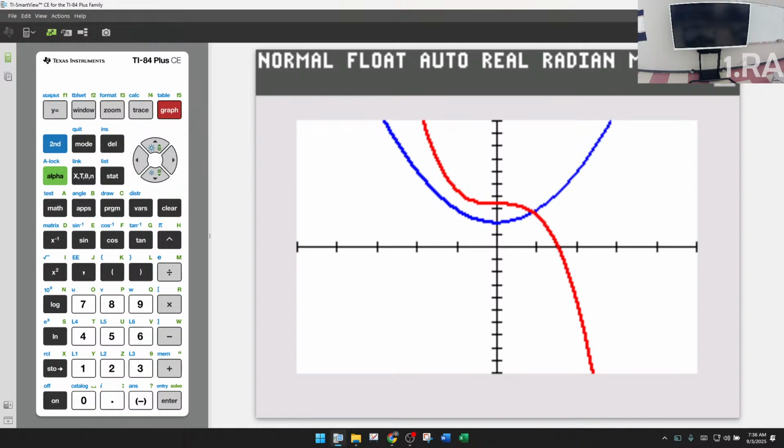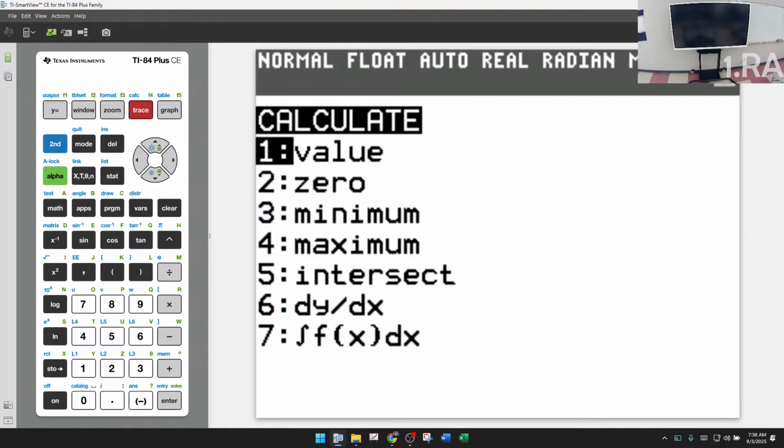Okay? Point of intersection. Now, all this stuff is dealing with graphs. So second, don't do trace. Don't do trace. You're not going to get the right answer. You will not get the right answer. Don't do trace. Second, calculate. I don't care about value. Value will do it like I did the second one. That'll do that too. Value, 0 finds the x-intercepts.